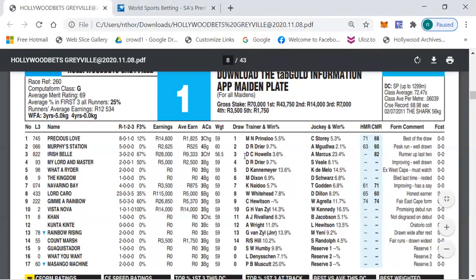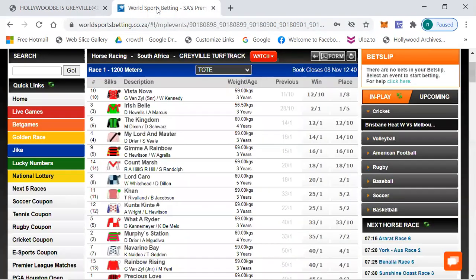So let us look at the betting in the first race. It's a maiden plate, and it is over 1,200 meters. Here the betting is number 10, Vista Novas, 12 to 10. Irish Bell, 2 to 1, 12 to 1, The Kingdom. My Lord and Master, 14, 16 to 1, Gimme a Rainbow. 18 to 1, Count Mirage, 20 to 1, and Longer Lord Caro, and the rest, 25 to 1.